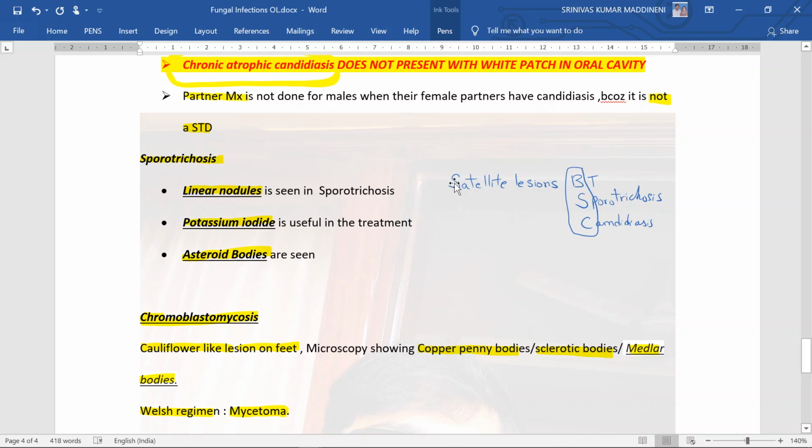And as we have discussed in Hansen's disease, satellite lesions are seen in three conditions: BT Hansen's, sporotrichosis and candidiasis. If you have not yet watched my Hansen's disease video, I'll put the link in the I button above. You can watch it.